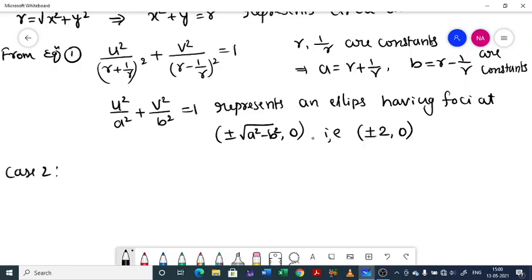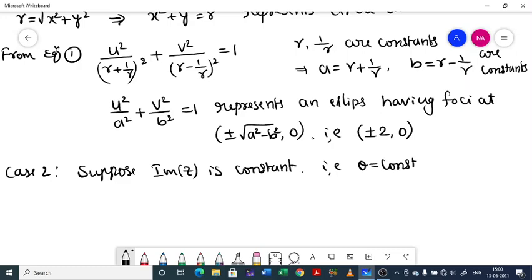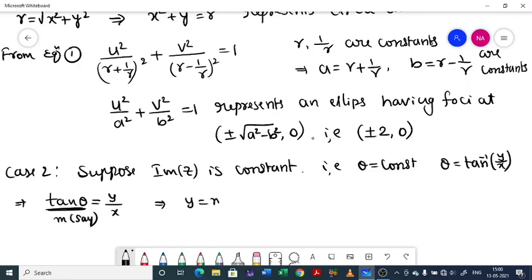Case 2. Suppose imaginary part of z is constant. That is, theta will be constant. So theta is constant means we have theta equal to tan inverse of y by x, which implies tan theta equal to y by x. That is y equal to tan theta times x. See, anyway it is a constant, right? You can take this as m. So y equal to mx.